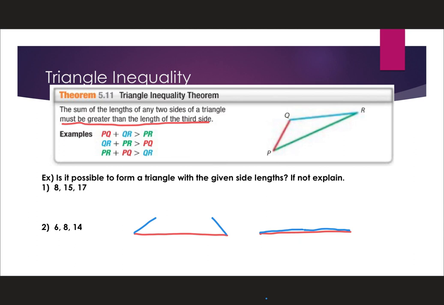Okay, let's do some examples. Erase this. Example number 1. Is it possible to form a triangle with the given sides? If not, explain why not. So here we go. Is 8 plus 15 greater than 17? Well, yes, 8 plus 15 is. So therefore, this is a triangle. 23 is greater than 17.